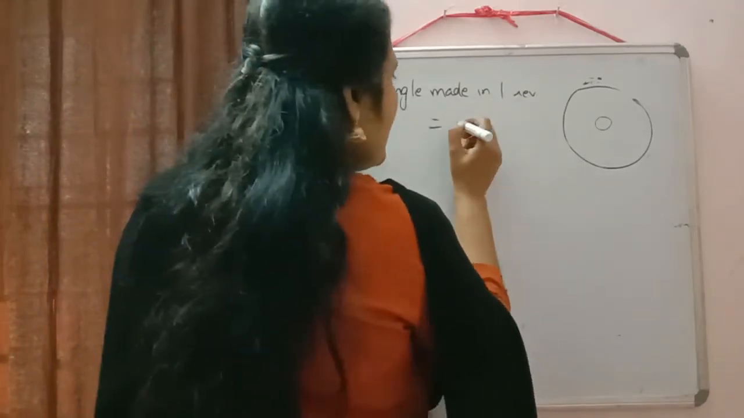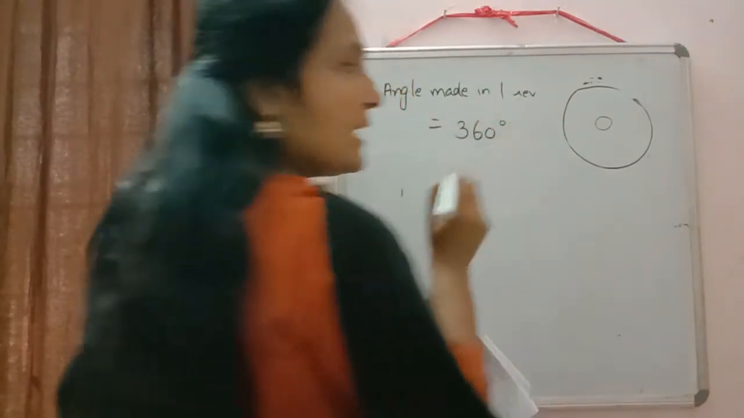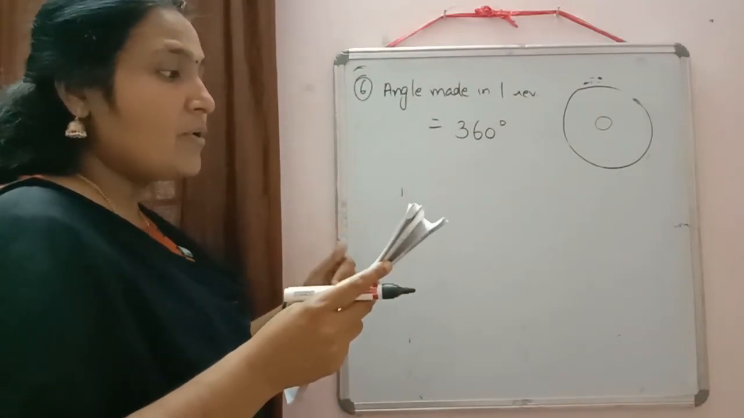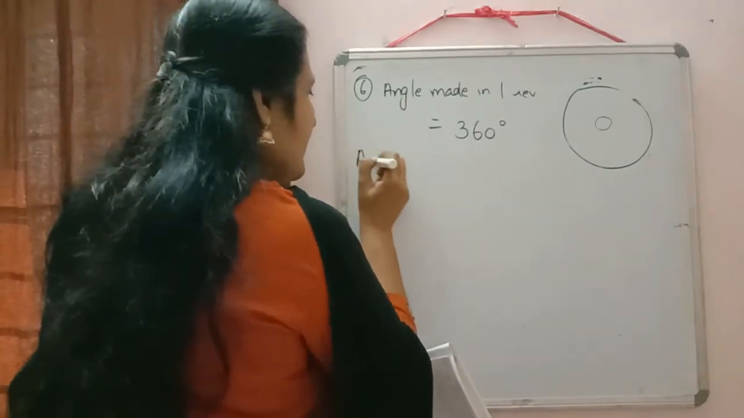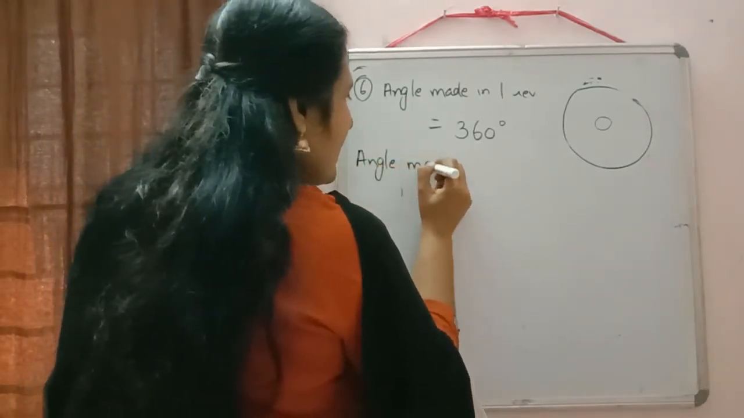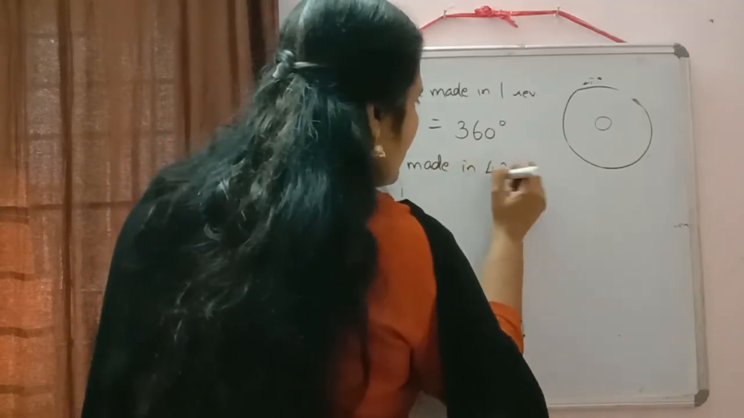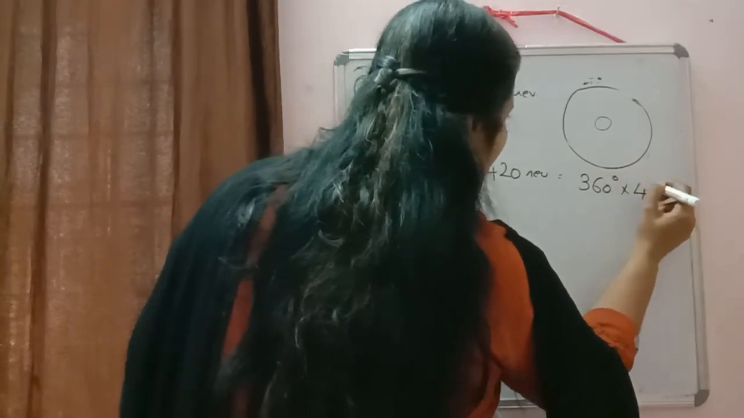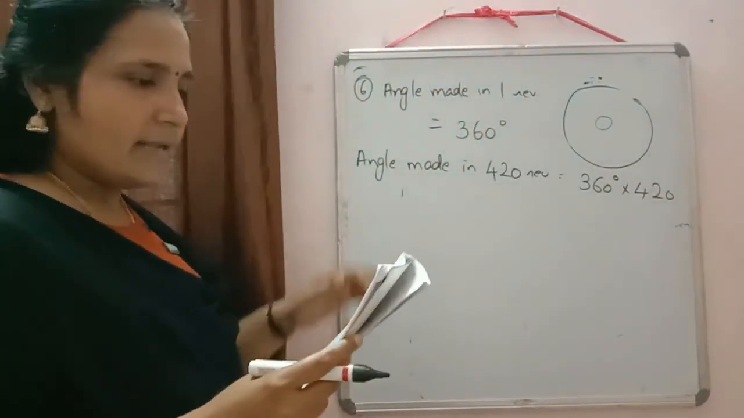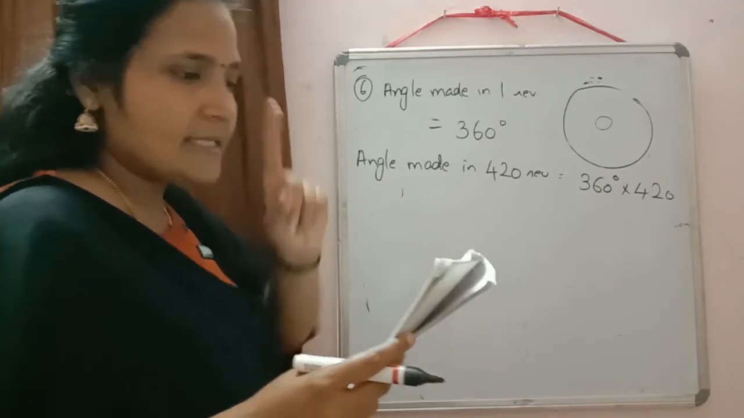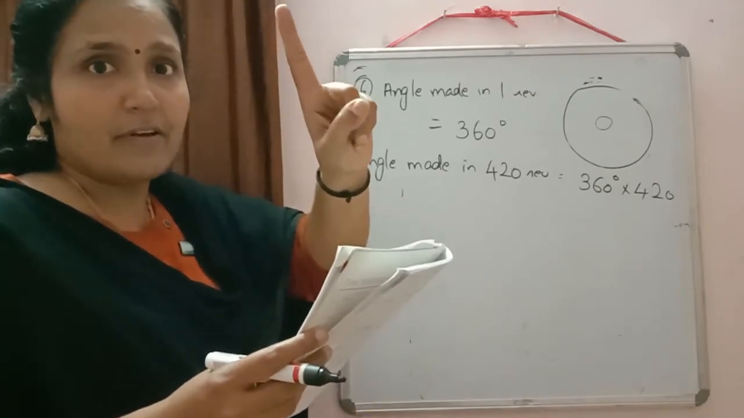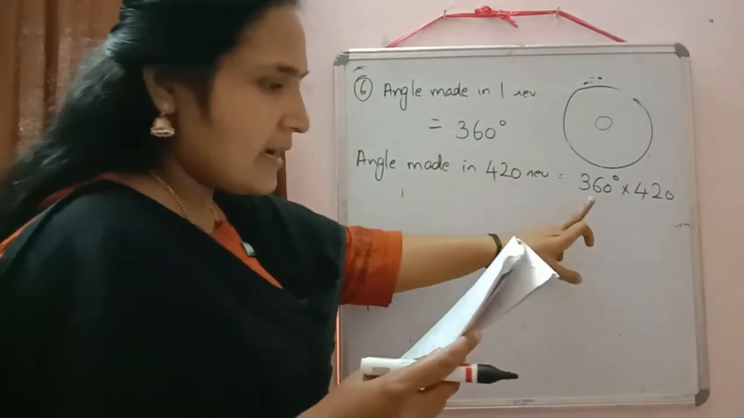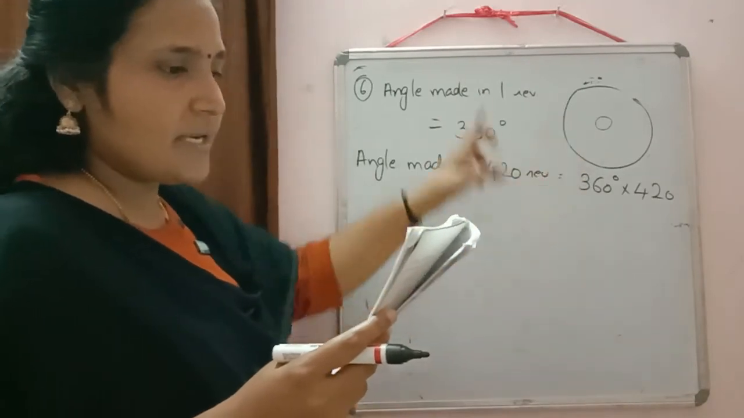So angle made in 1 revolution is equal to 360 degree. And how many revolutions is it making in 1 minute? 420 revolutions. So angle made in 420 revolutions will be equal to 360 into 420. Correct? And these 420 revolutions are in how many minutes? In 1 minute, 420 revolutions. So this angle is coming when the wheel is rotating in 1 minute.